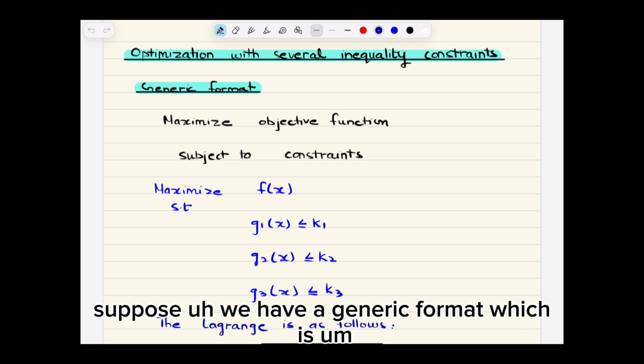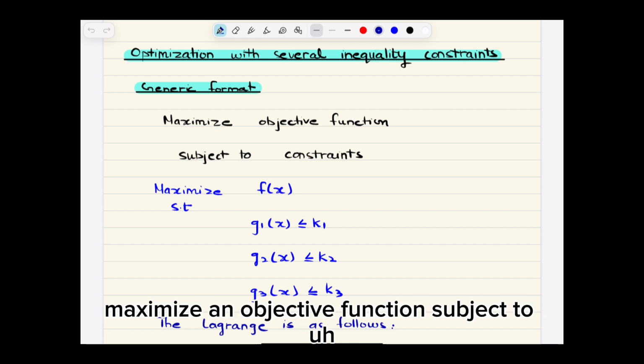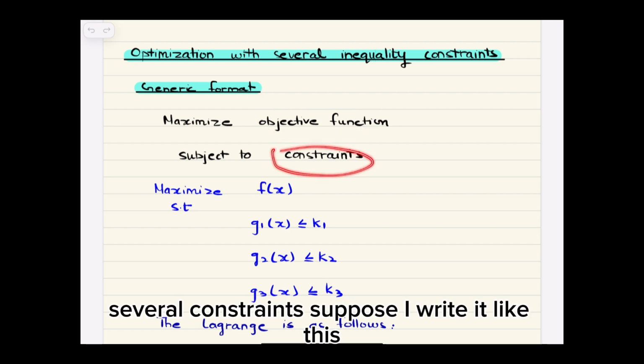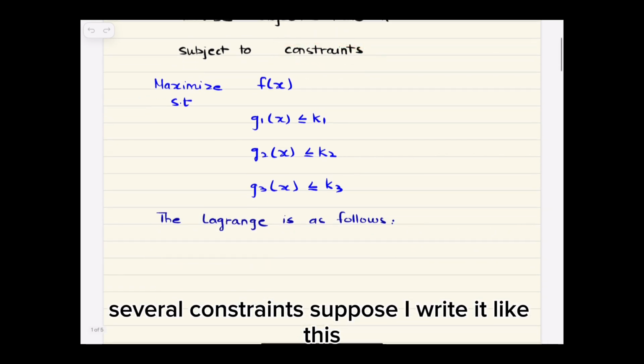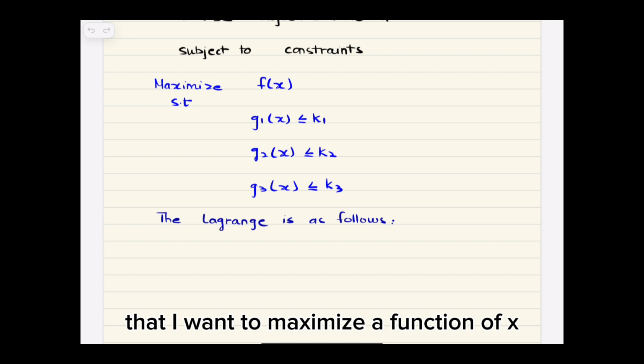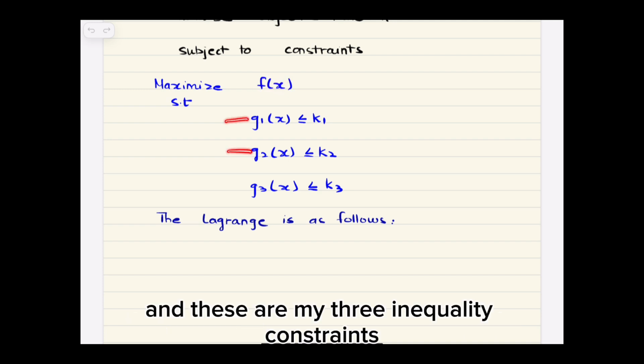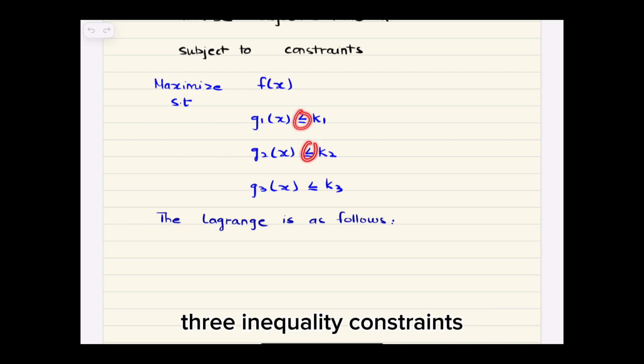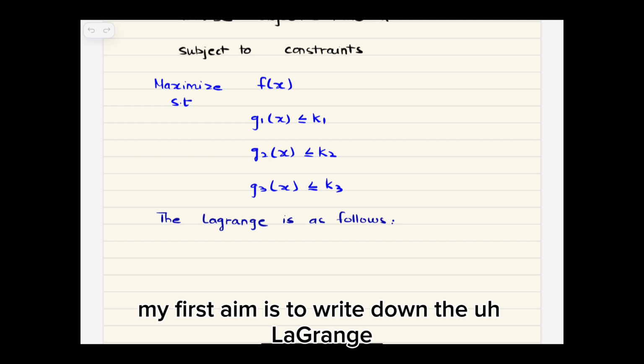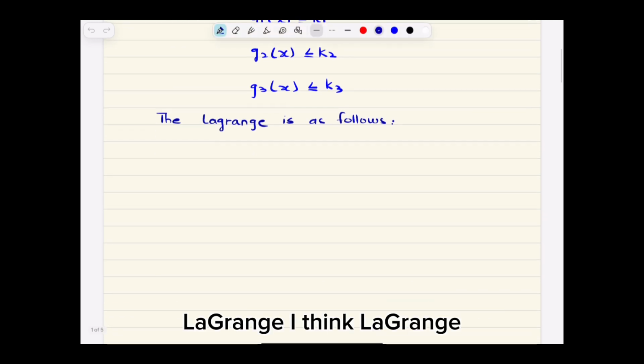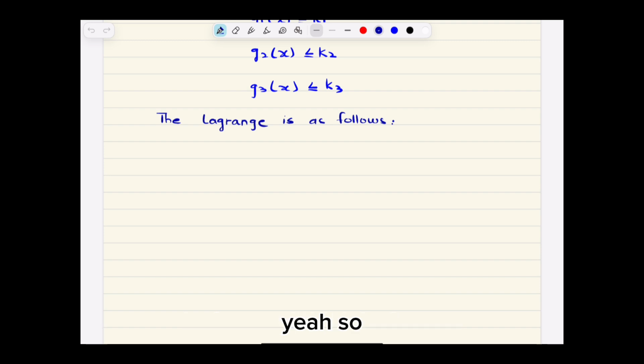Okay, suppose we have a generic format which is maximize an objective function subject to several constraints. Suppose I write it like this, that I want to maximize a function of x, and these are my three inequality constraints. So my first aim is to write down the Lagrange function.